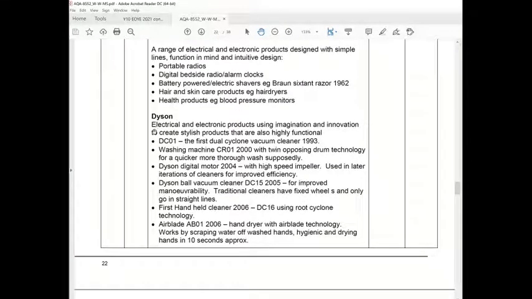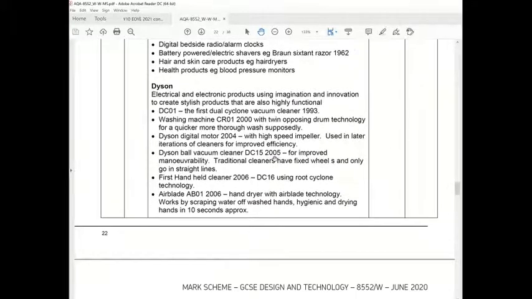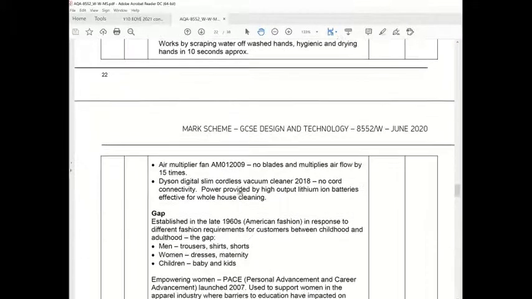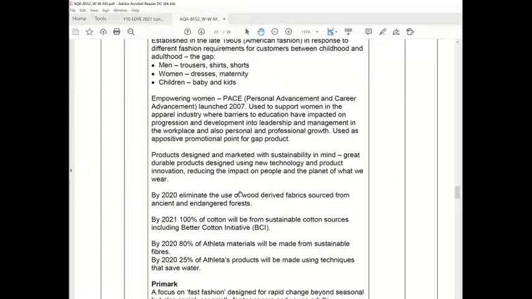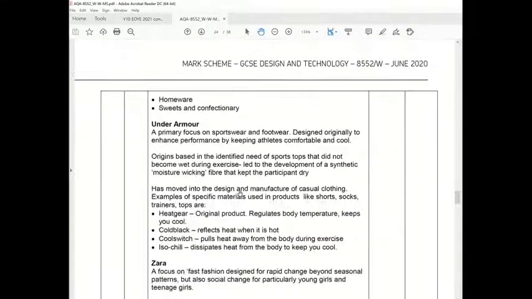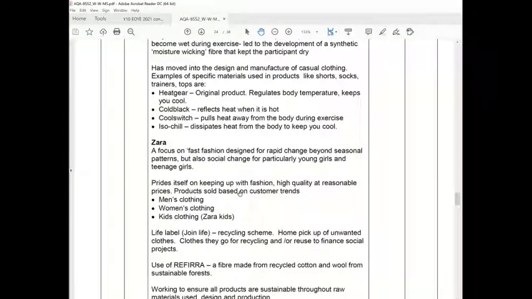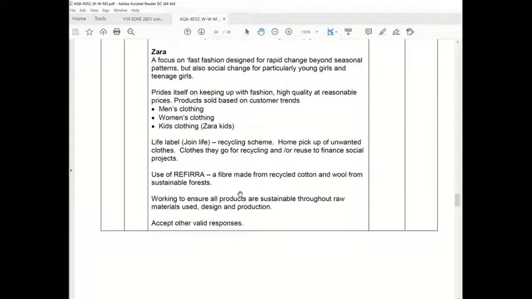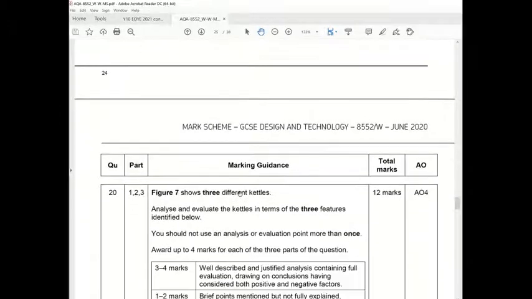Okay, what I like about this is it's great. DC01, first dual cyclone. They're really simple facts to learn. So I'd go to town with Dyson personally. That's because I quite like Dyson. I'll scan through just in case you've chosen any of these other ones, and you can just stop this at a convenient point.